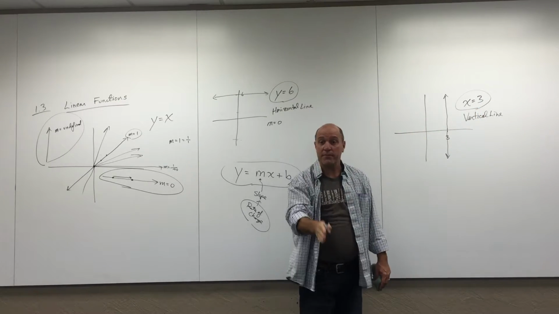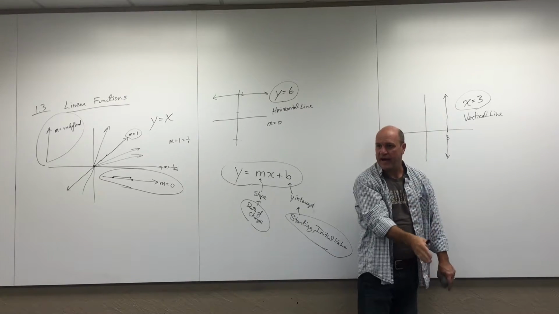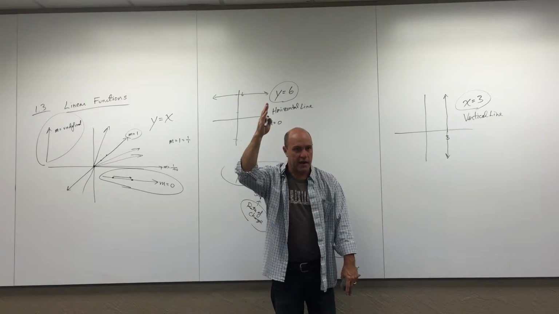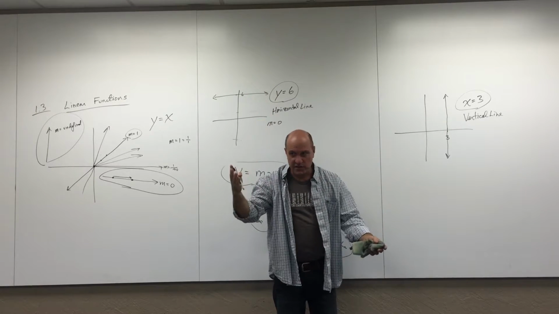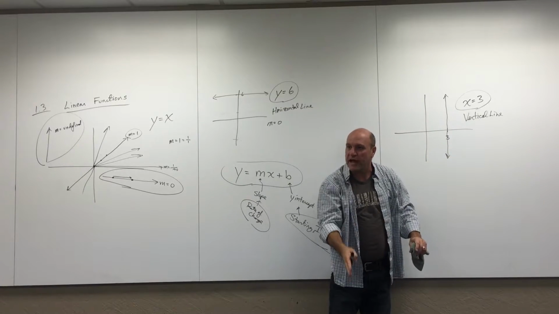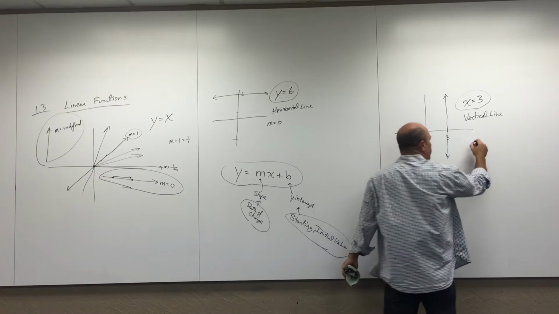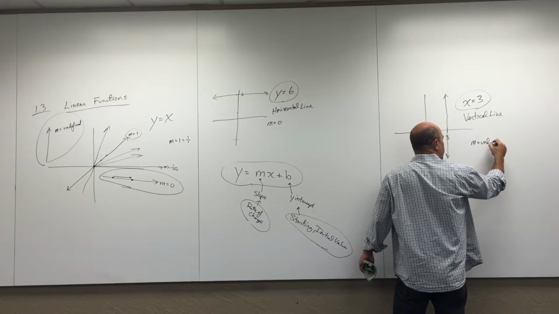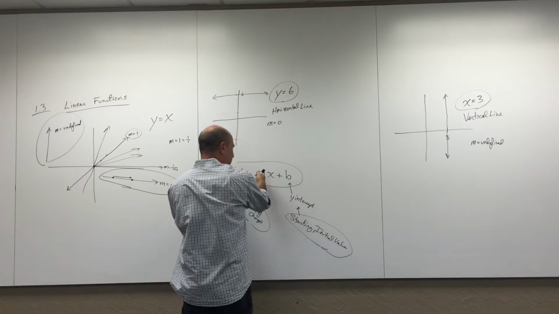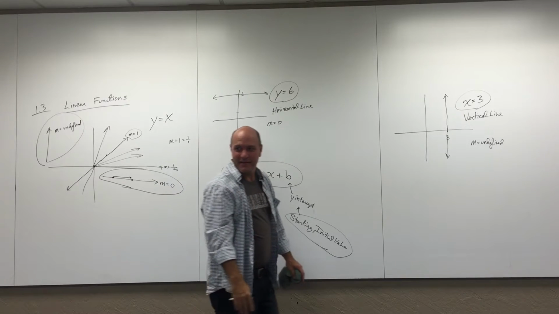X equals a number. What if he was over here at 5? X equals 5. What if he was over here at -10? X equals -10. That's his equation. That's his picture. He's a vertical line. And if he's a vertical line, what's his slope? Undefined. And maybe that's why he doesn't fit the formula. His slope's undefined, so you can't really plug in the word undefined. The formula doesn't really work.